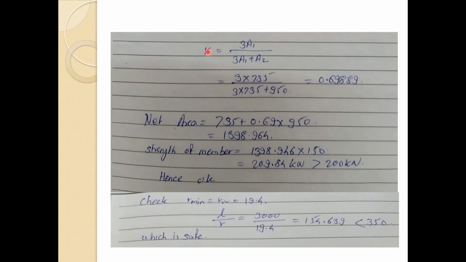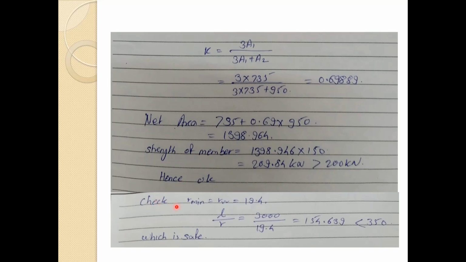Again we have K equals 3A1 divided by 3A1 plus A2. We get K equals 0.69, and the net area becomes 735 plus 0.69 into 950, that is 1398.96. The strength of the member is this area multiplied by sigma t, that is 150, so 209.84 kilonewton, which is greater than 200 kilonewton. Hence the design is okay.